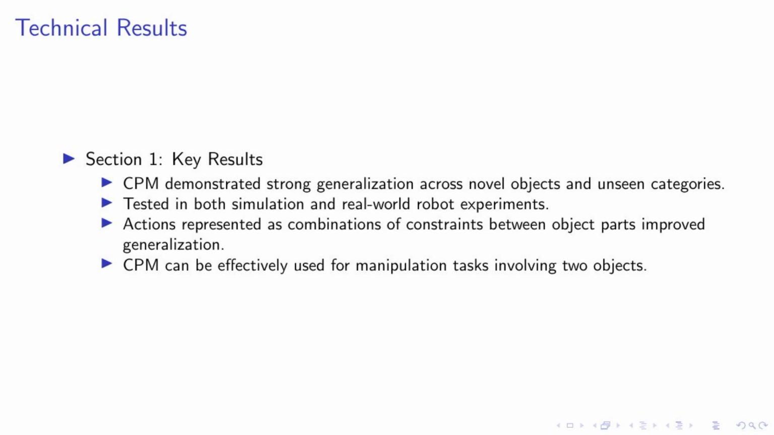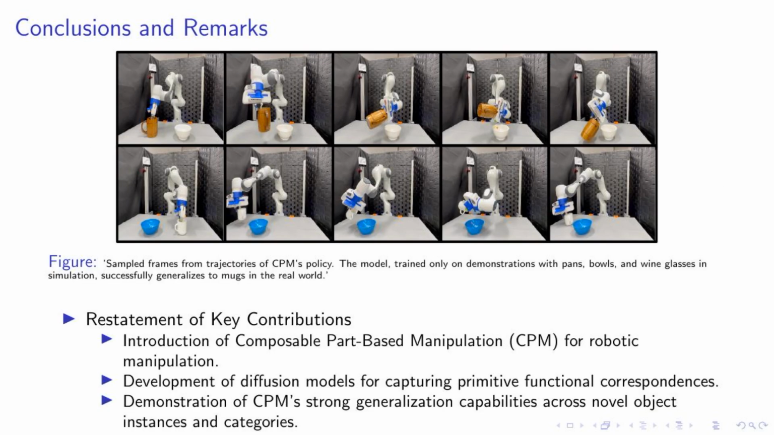In our research, we've made significant strides in the field of robotic manipulation. We've introduced composable part-based manipulation, or CPM, a novel approach that leverages object-part decomposition and part-part correspondences. This method allows us to represent actions as combinations of constraints between object parts, leading to strong generalization capabilities. We've also developed diffusion models that capture primitive functional correspondences. These models are composed to gain generalization capabilities across not only novel instances of objects, but also unseen object categories.